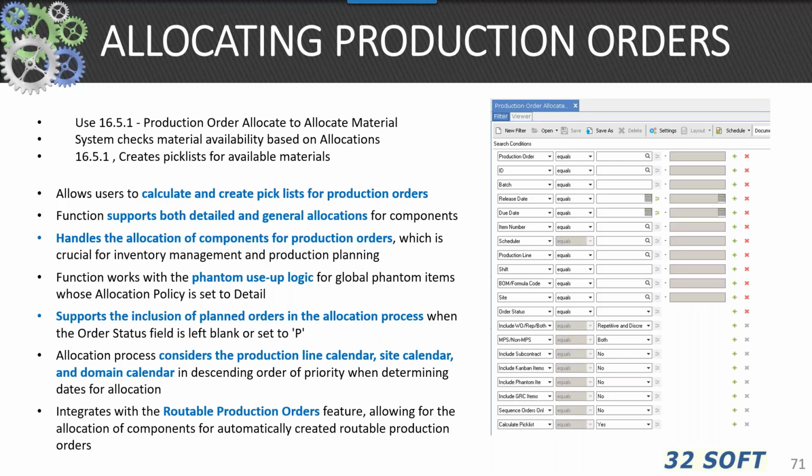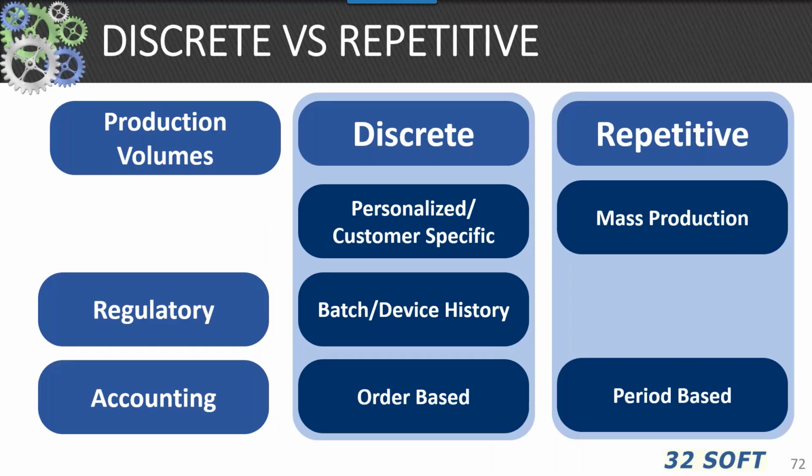This handles the allocations of components for work orders. It applies the phantom use-up logic and considers product line calendars, site calendars, and domain calendars. It also integrates with routable production orders. So we still need some functionality between work orders if you want to have personalized custom work orders, batch history, and order-based as opposed to repetitive.